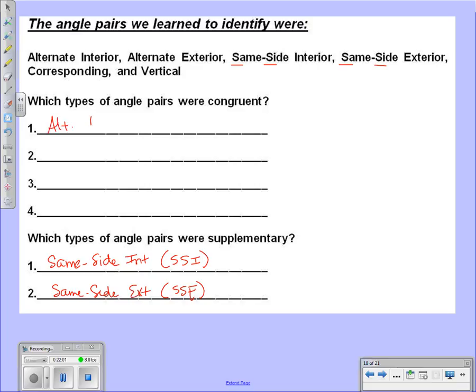So alternate interior angles, notice I'm using ALT for alternate, INT for interior. Alternate exterior, so ALT for alternate, EXT for exterior. Corresponding, we know are congruent because of the C, so corresponding I use CORR, and then vertical, I'll go ahead and write that out. Vertical angles are also congruent. They are kissing ones. They want to match up in order to get the perfect kiss.